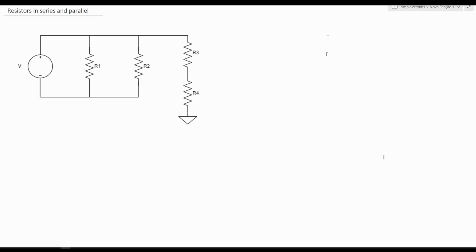Hi guys, today I will teach you the difference between resistors in parallel and in series.